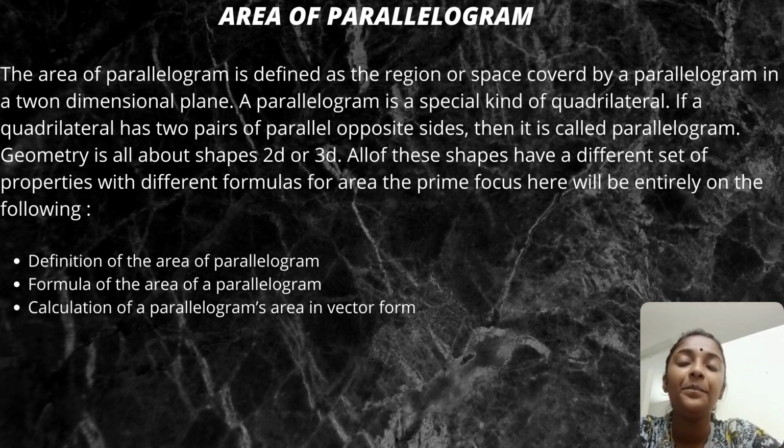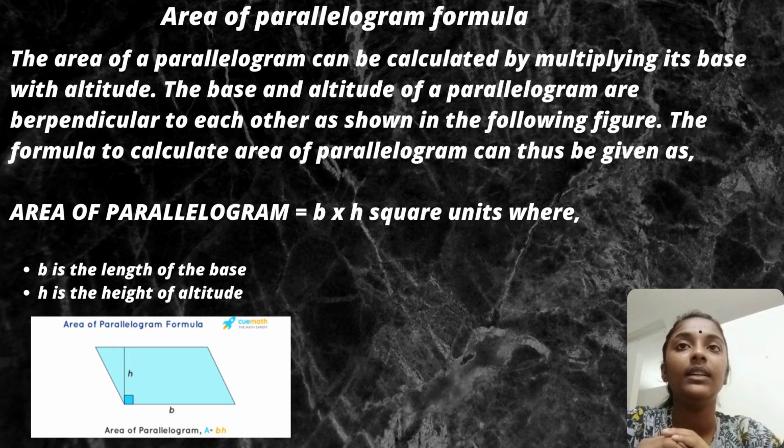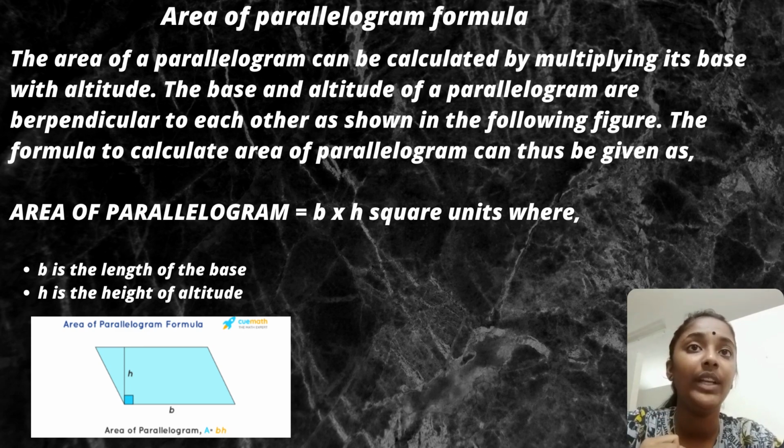For the area, our prime focus here will be entirely on the following. The first one is the definition of the area of a parallelogram. The second one is the formula of the area of a parallelogram. The third one is the calculation of a parallelogram area in vector form. Parallelogram formula: the area of a parallelogram can be calculated by multiplying its base with its altitude. The base and altitude of a parallelogram are perpendicular to each other, as shown in the following figure.